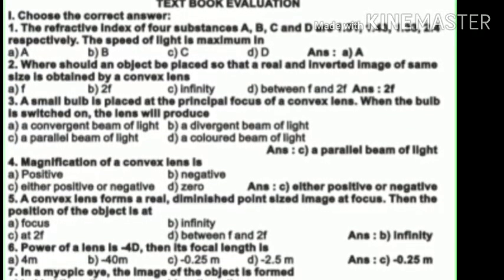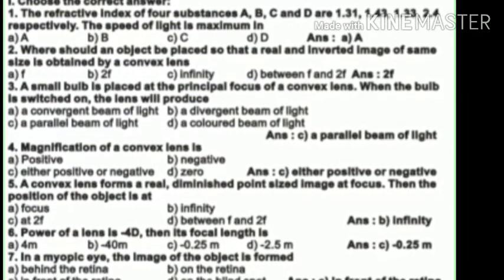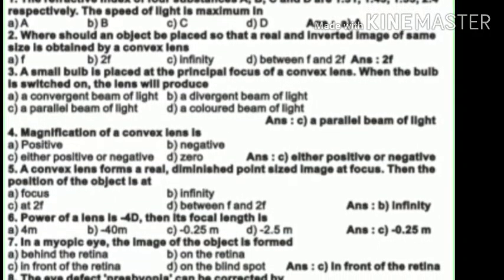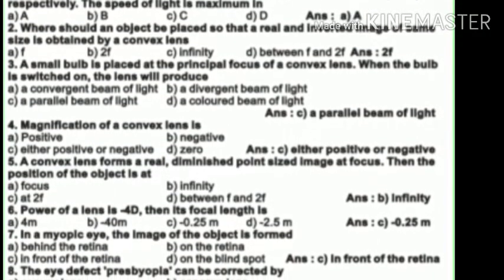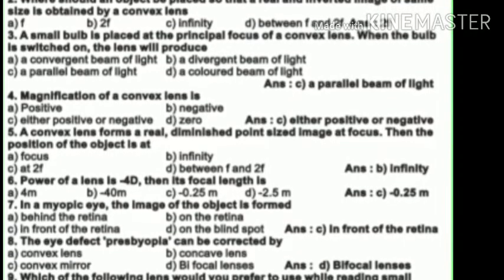A small bulb is placed at the principal focus of a convex lens. When the bulb is switched on, the lens will produce dash. Option C, parallel beam of light. Question number 4. Magnification of a convex lens is dash. So the option is C, either positive or negative.